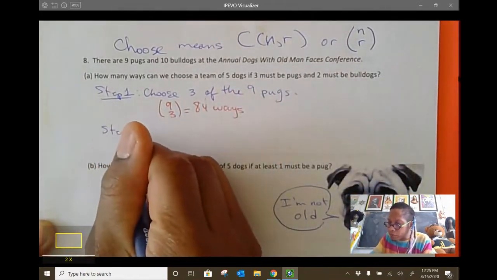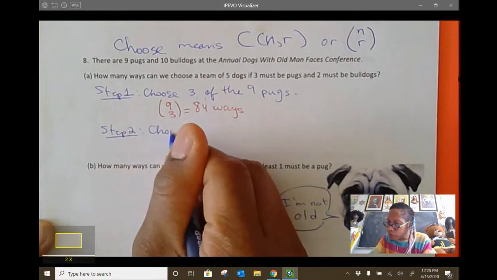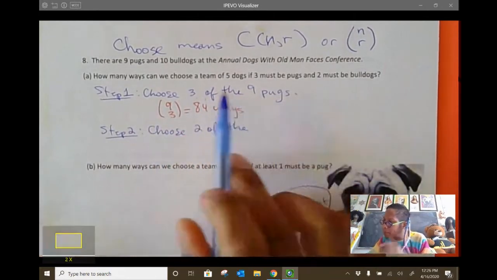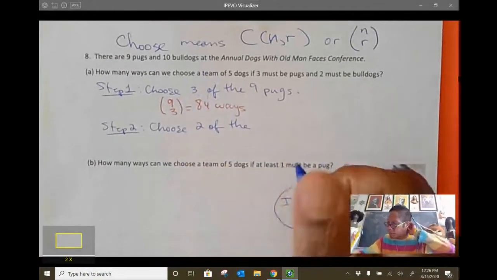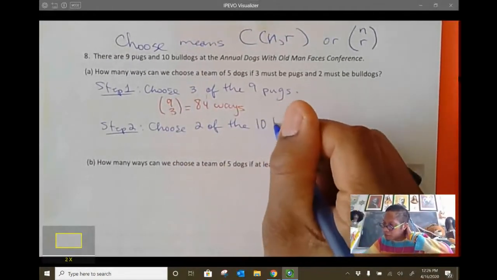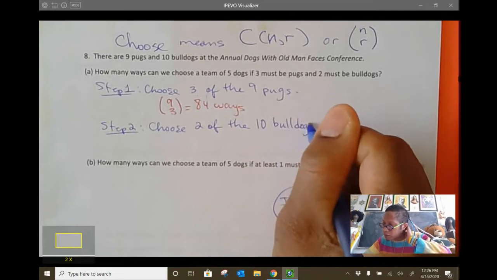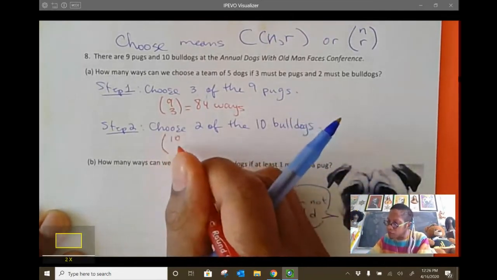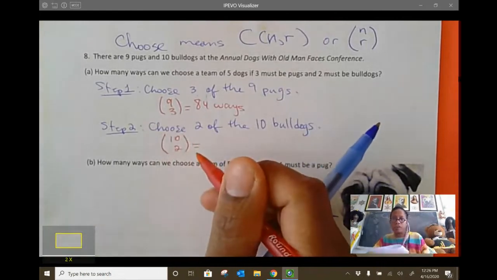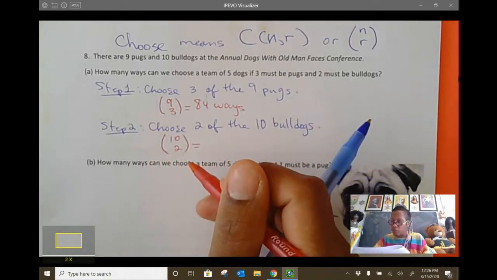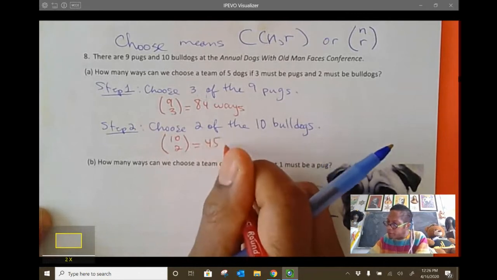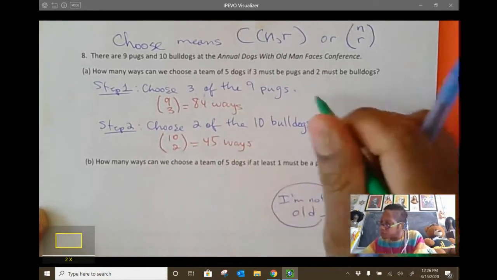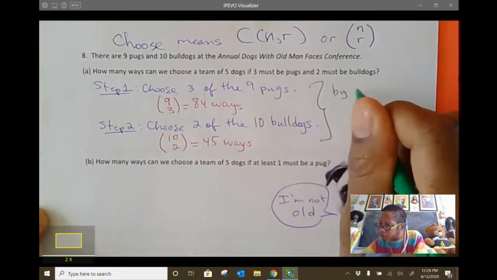Now step 2, choose 2 of the, how many bulldogs do we have? It says 10, so 10 bulldogs, so we say 10 choose 2. I don't need to show this to you anymore, 10 choose 2 is the number 45 ways. And we take those by the multiplication principle.